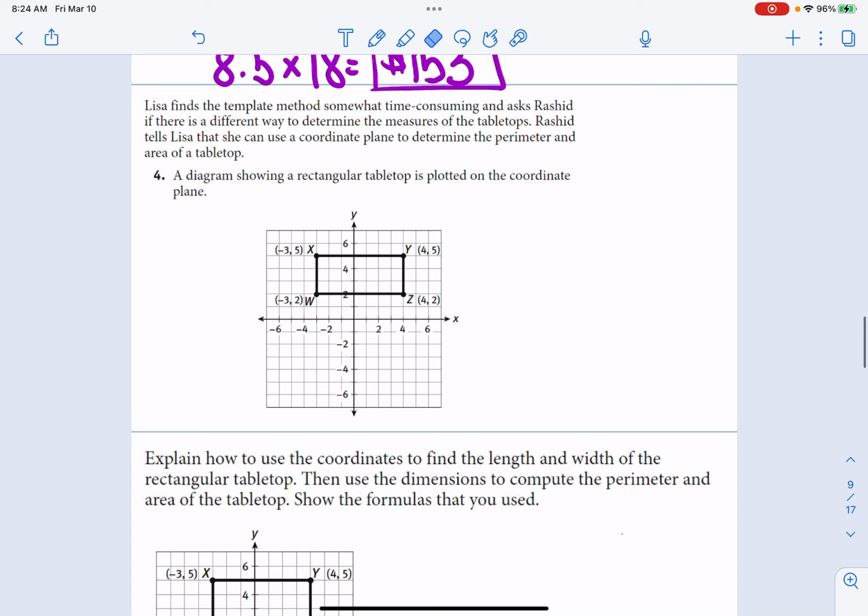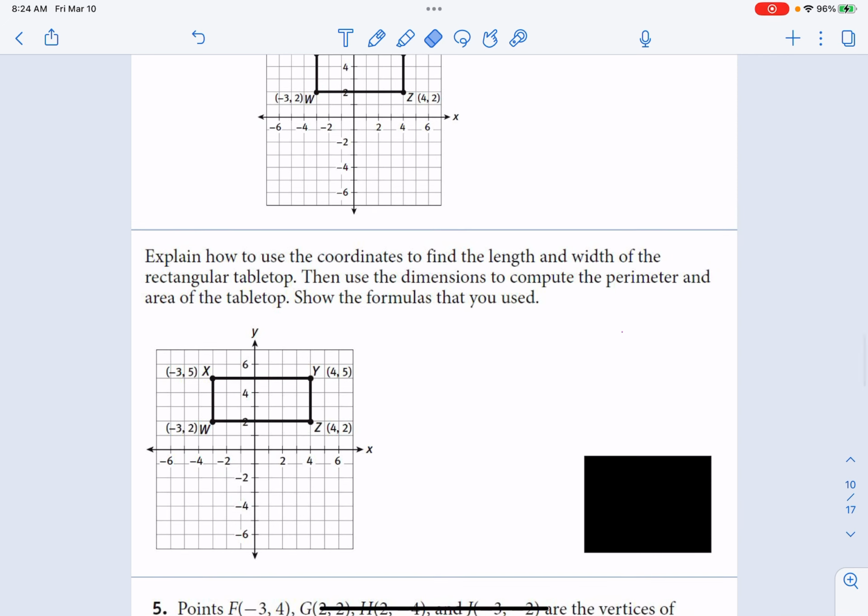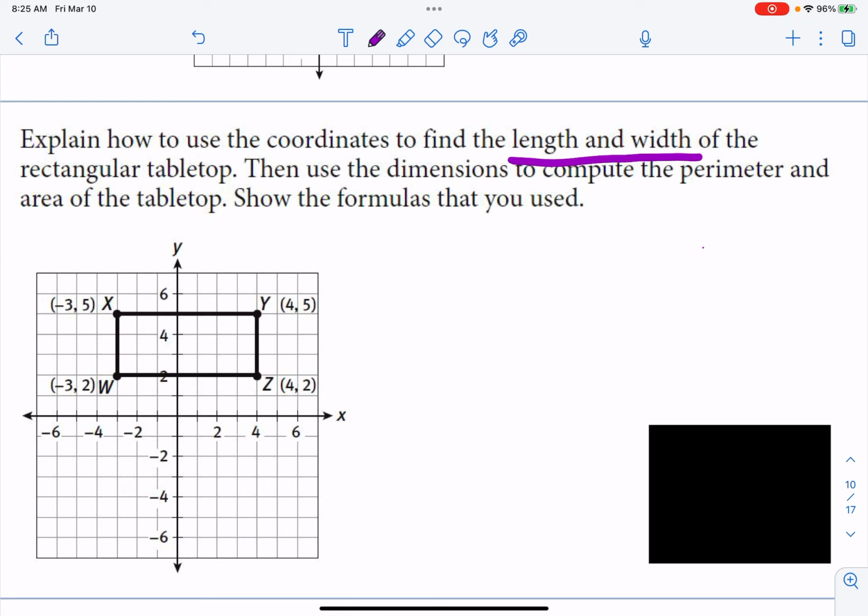It says the diagram shows a rectangular tabletop plotted on the coordinate plane. So we have this picture below. What we want to do with this picture is explain how to use the coordinates to find the length and the width, and then we're going to find the perimeter and the area from there. The first part, the length and the width, is found by just counting how many steps are between. So for the width, that's going to be this length here. There's 3 steps in between there, so that's going to be 3. And for the bottom one, that's going to be 7 steps in between. So the length and the width are 7 and 3.